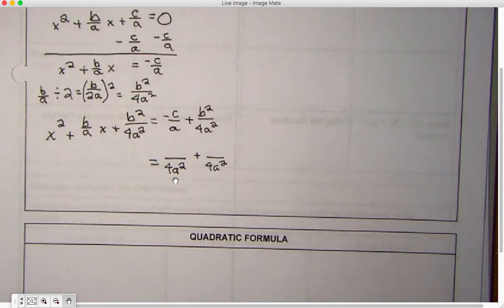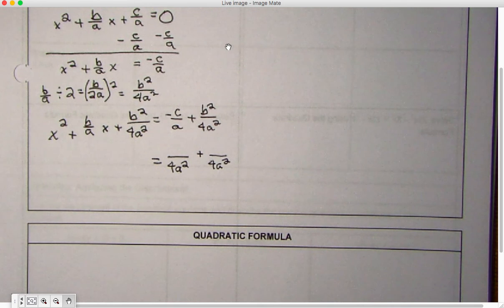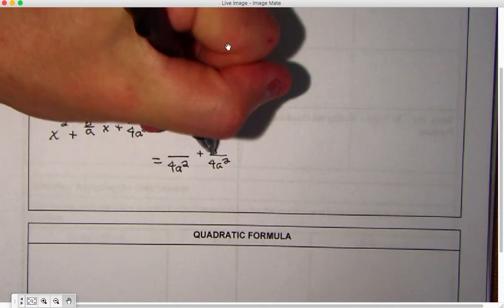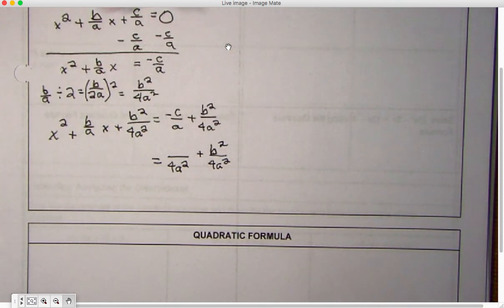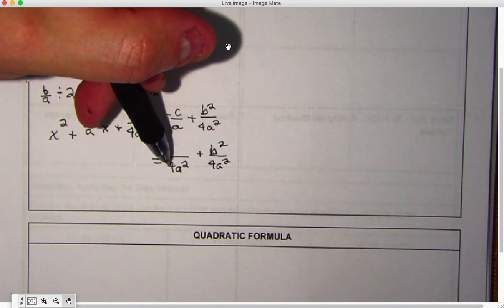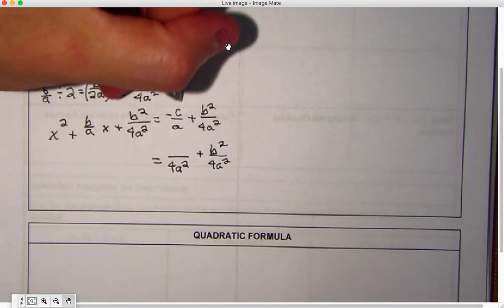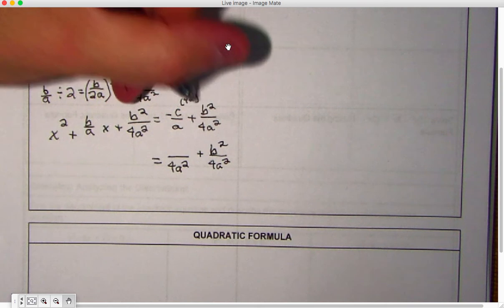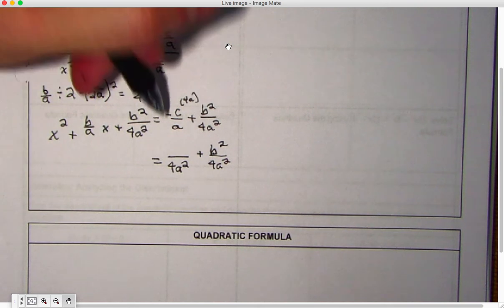So think about how you add fractions. You get a common denominator. So right here we've got b squared. To rewrite this fraction so we have a common denominator, we went from a to 4a squared. So basically we multiply the top and bottom by 4a. So that's what I got to do here.